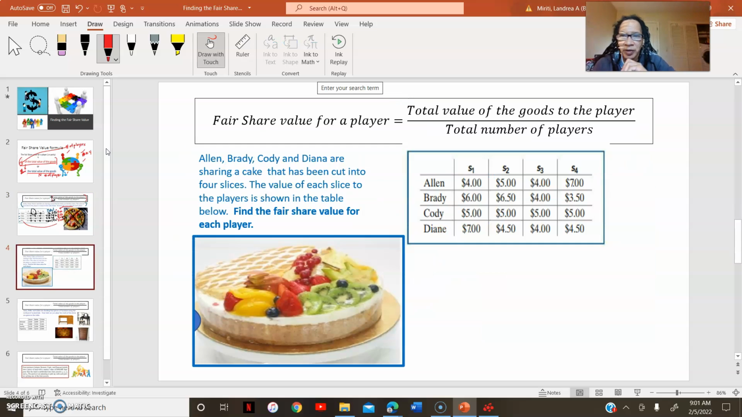So let's just look at a few other quick examples of doing the same thing, just finding the fair share value.